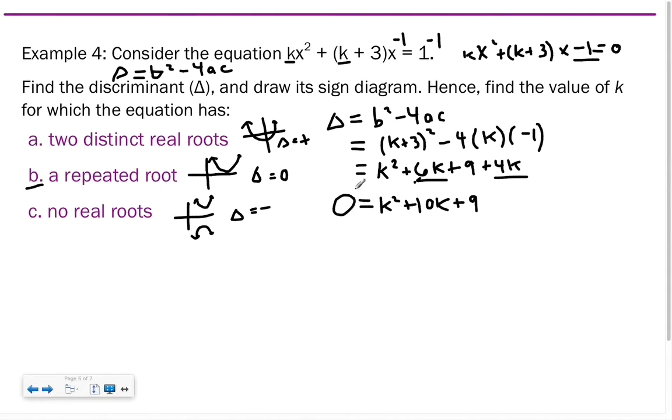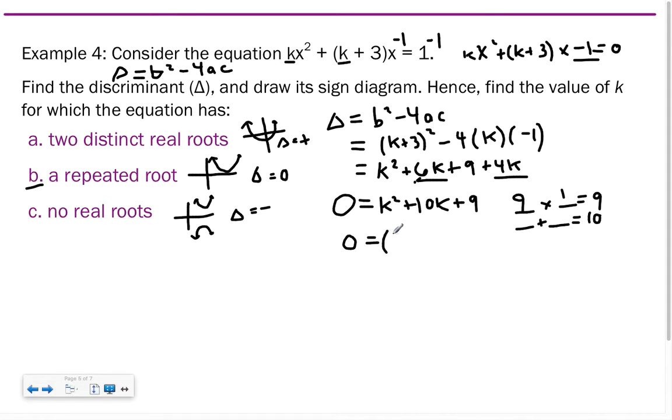By setting the equation equal to 0 and solving for k, we're going to find the values for which we're going to have a repeated root. We would solve this the way we would solve any other quadratic, which is trying product sum first. We're looking for two numbers that multiply to give positive 9 and add to give 10. It becomes pretty obvious that those numbers are 9 and 1.